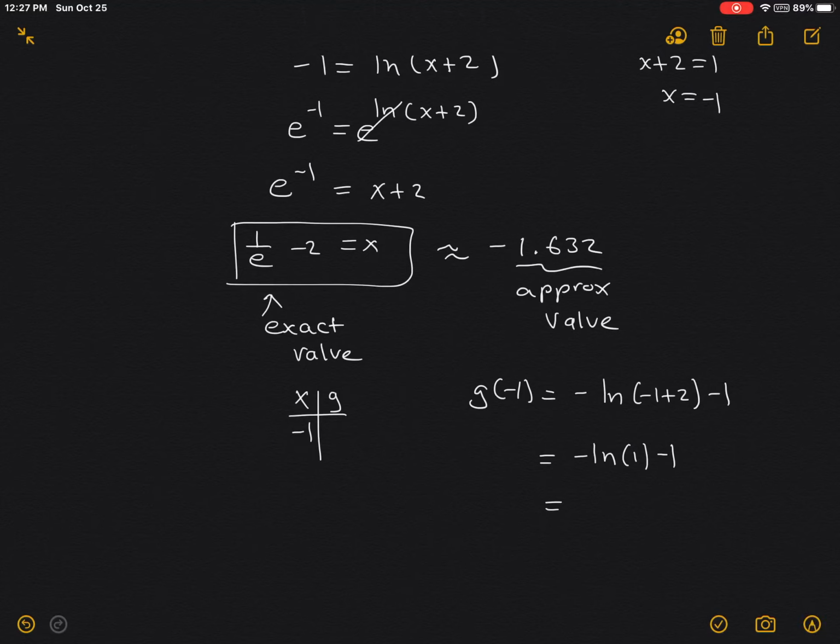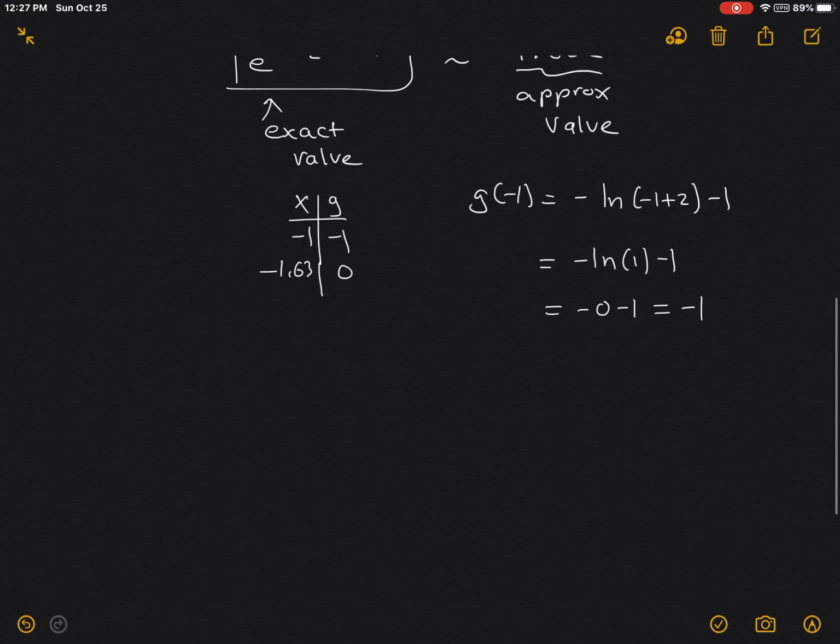And you don't need a calculator to evaluate this because you have negative ln of positive 1 minus 1. And we already know what ln of 1 is: e raised to what power gives you 1, and that's 0. So -0 minus 1, no such thing as -0, it's just -1. Okay, so you have -1 comma -1, and you have -1.632 comma 0. 2 points I would say is sufficient for you to graph.